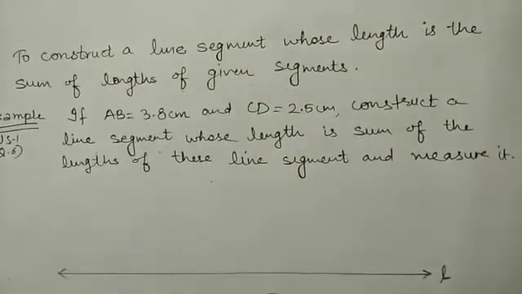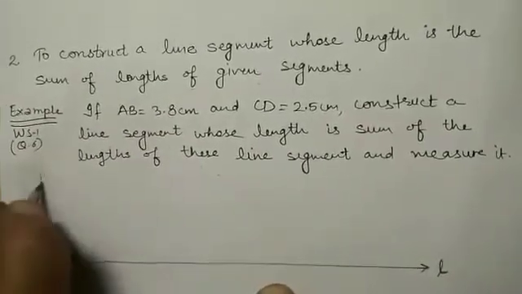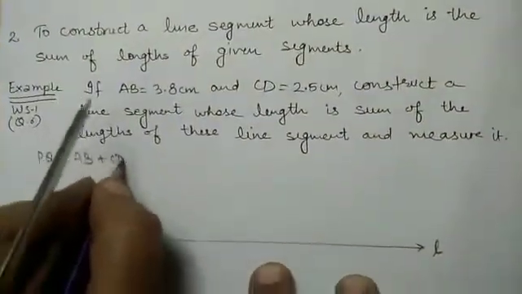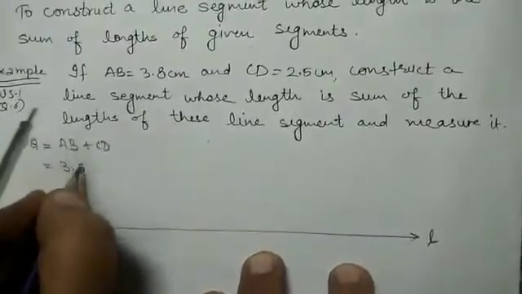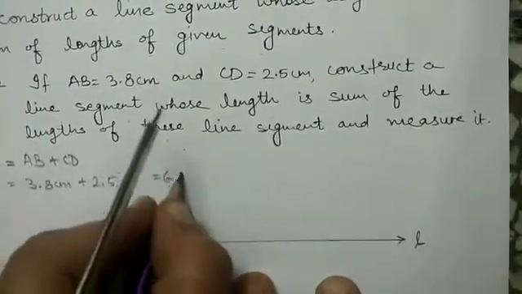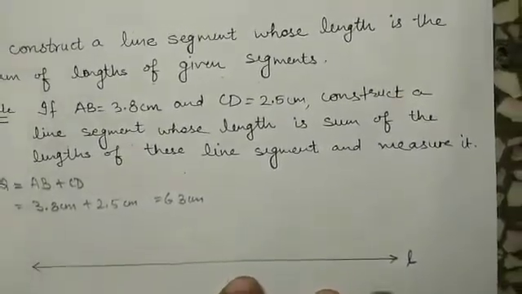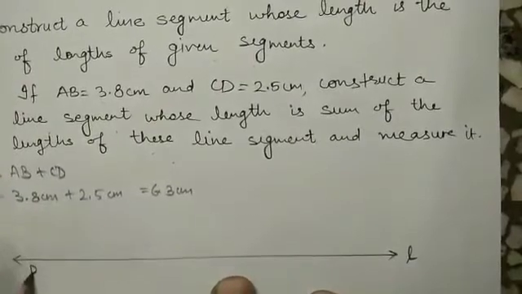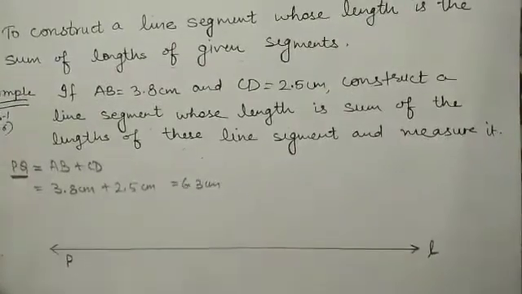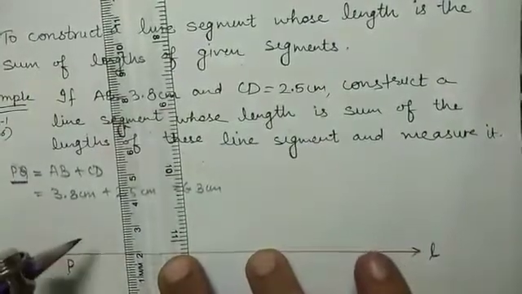Now we are asked to construct a segment whose length is equal to the sum of these line segments. It means we have to construct a new segment, let that be PQ, whose length is equal to the sum of AB and CD. So we will add AB and CD and the sum of these two is equal to 6.3 centimeter. Means on this line we will mark a point and name this point as P because our new segment is named PQ, right? Now we will measure our segment equal to 3.8 centimeter.